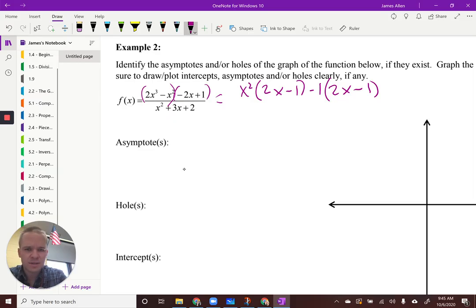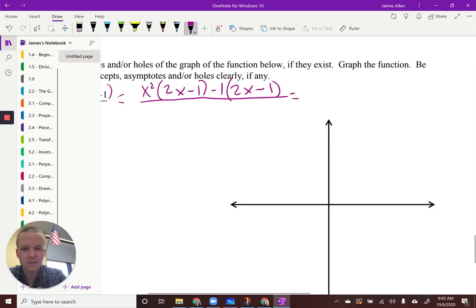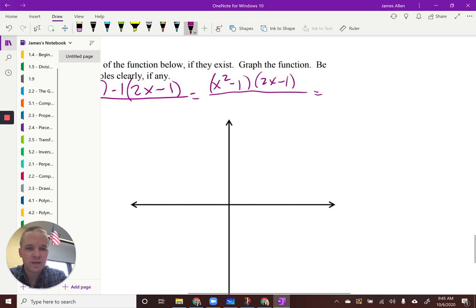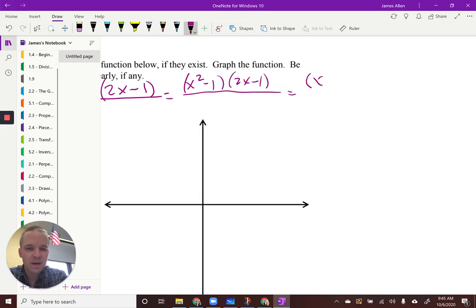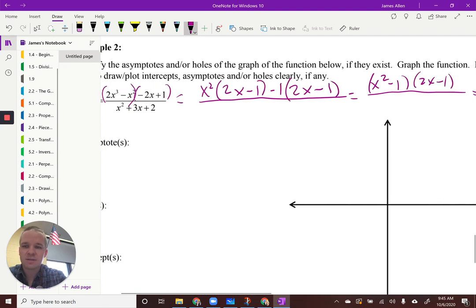We will have to continue with that. We'll work across this way. So now I'm going to have x squared minus 1, and then 2x minus 1. And then lastly, that's a difference of squares there. So I have x minus 1, x plus 1, and then 2x minus 1. Okay, lovely. That one had some steps to it.